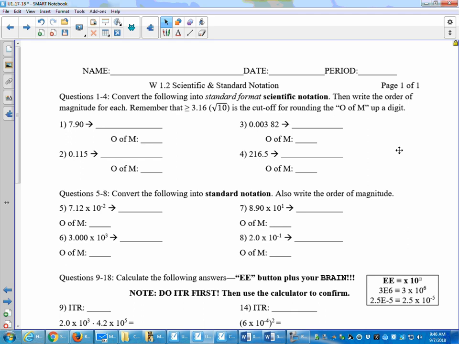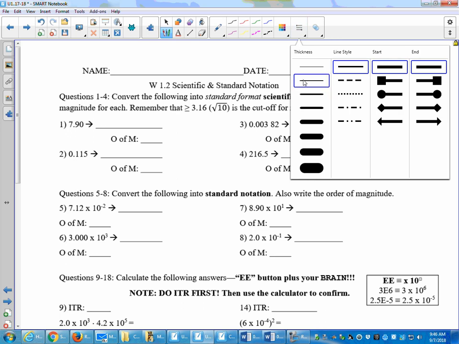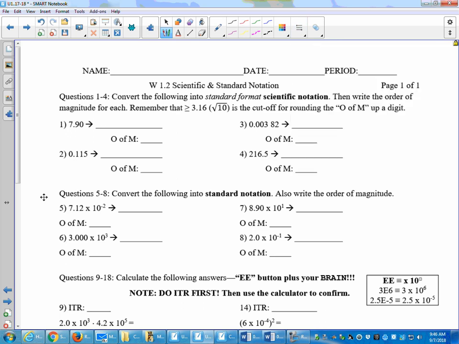W1.2, Scientific and Standard Notation. So this is not a particularly complicated homework. However, you may find a little bit of assistance from Mr. B to be of nice help.